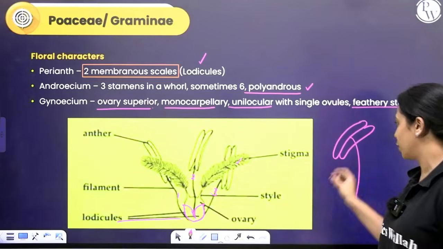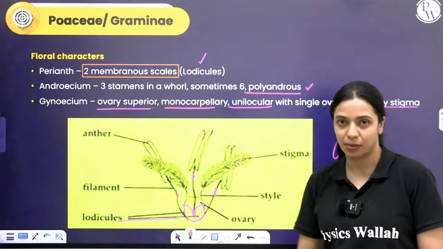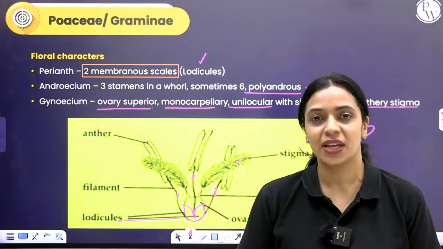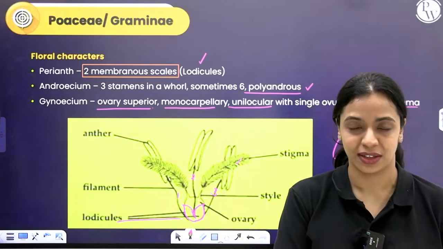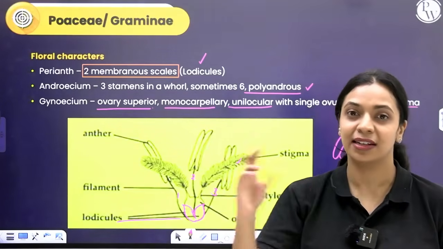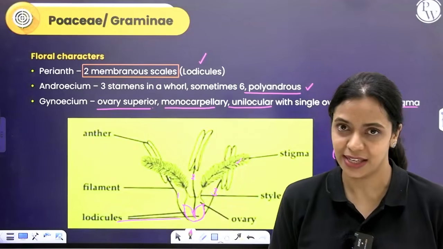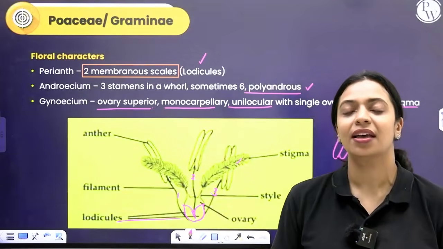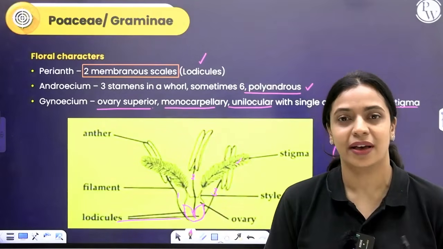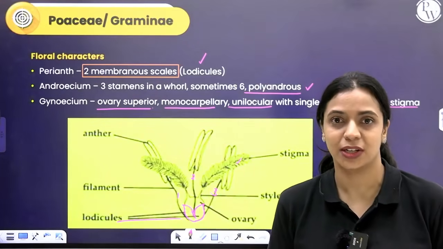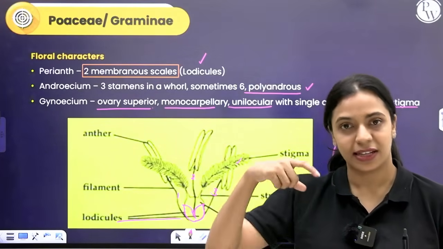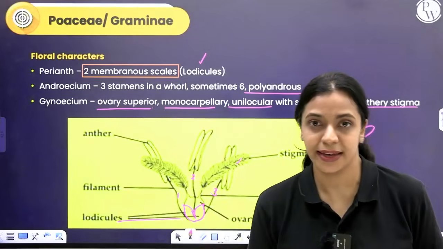Why is that important? Why should the anther be like this? Why should the stigma be feathery like this? The reason is very simple. These are plants that will get pollinated by wind. If the anther is like that, then liberation of pollen grains becomes much easier. If the stigma is very feathery, it can trap the airborne pollen grains very easily. So to help in the process of pollination, the anther is versatile and the stigma is feathery.